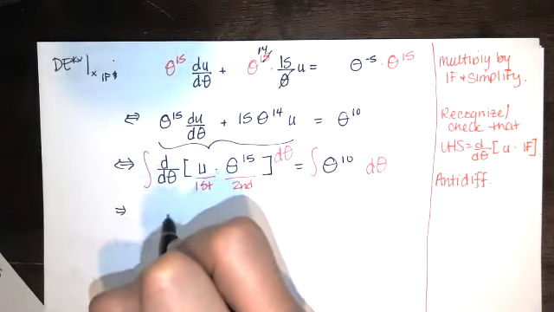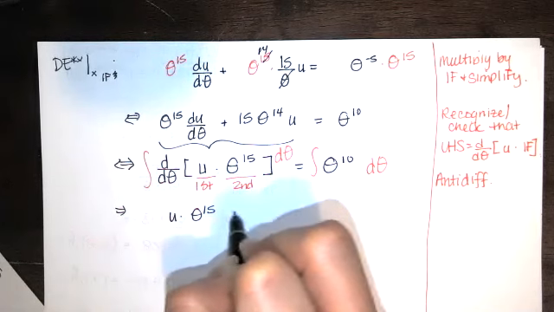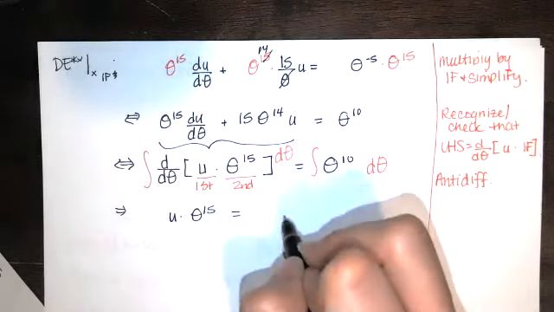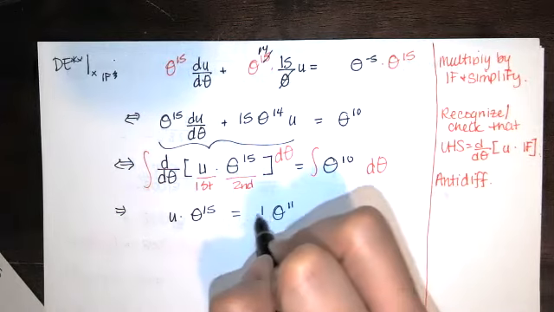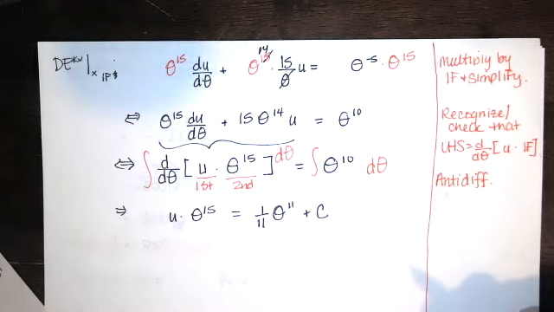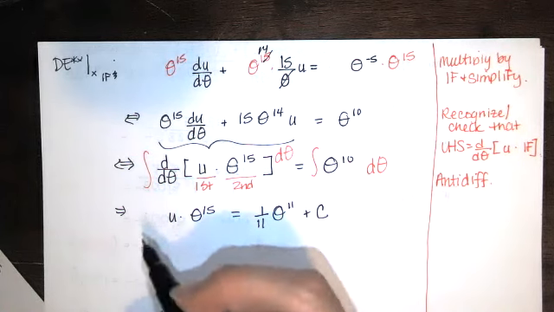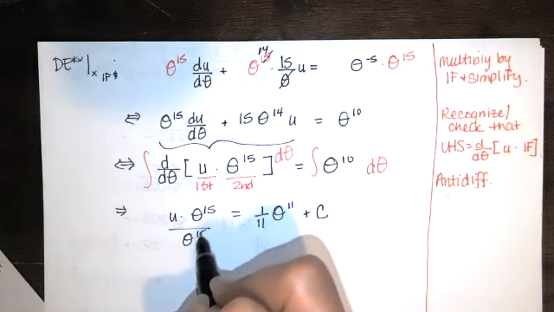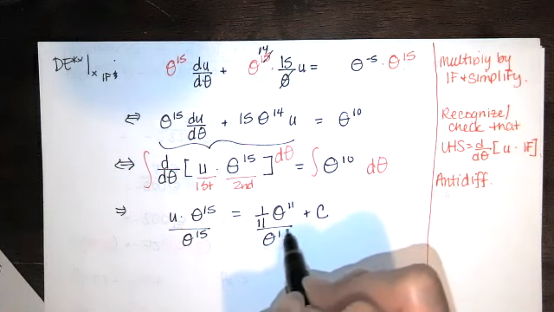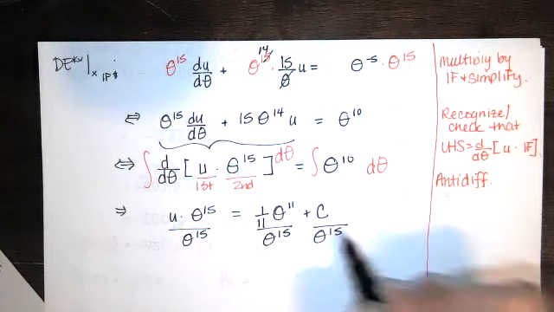And so we get u times theta to the 15th is the antiderivative of theta to the 10th. So you'd add 1 to the exponent, divide by the new exponent. Don't forget to add a constant of integration. And then in order to get u by itself, we'll divide both sides by theta to the 15th. And if you want, you can divide each term by theta to the 15th. It's really up to you.